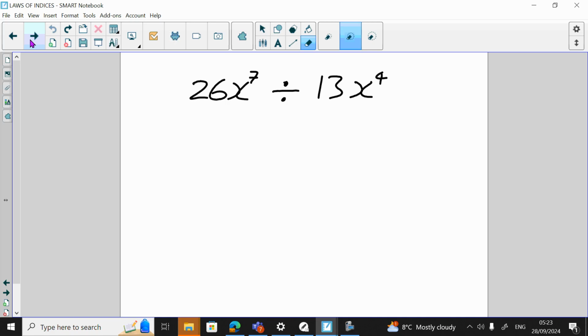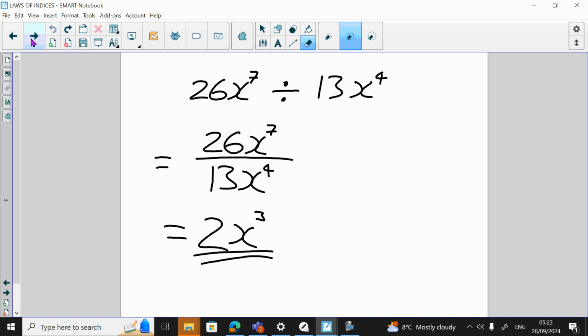Here we're going for a divide. I'm not showing it in a fractional form, but I should. So you get 26 over 13, that should give you 2. X to the 7 over x to the 4 is 7 take away the 4. Here, 2x cubed.